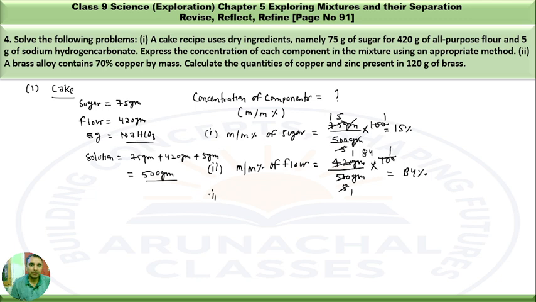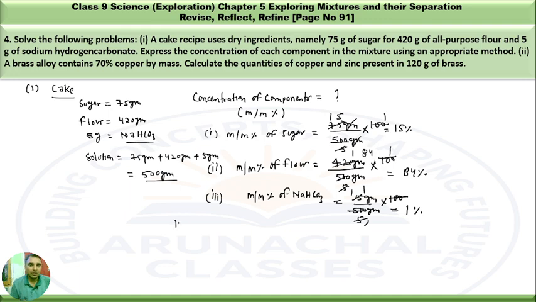And the third one is your mass by mass percent of baking soda, sodium hydrogen carbonate. So it is 5 gram divided by 500 gram, multiply 100. Cancelling, 5 ones are 5. So it is 1%. The 1% of baking soda is present. So in this way we have calculated the first one.